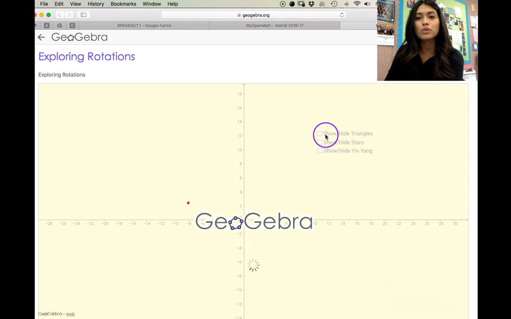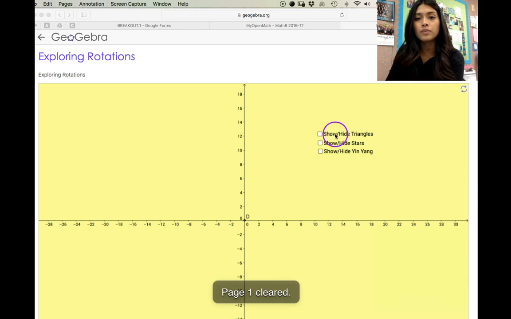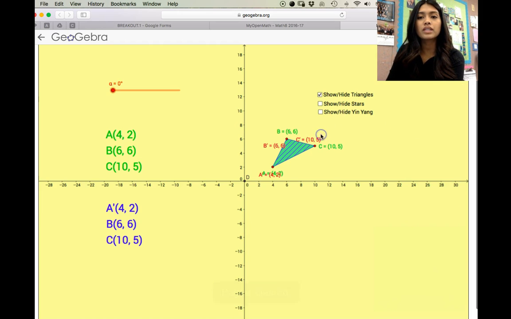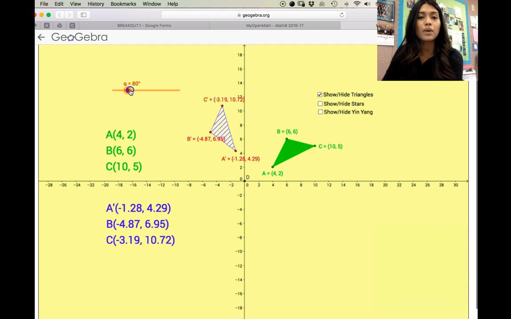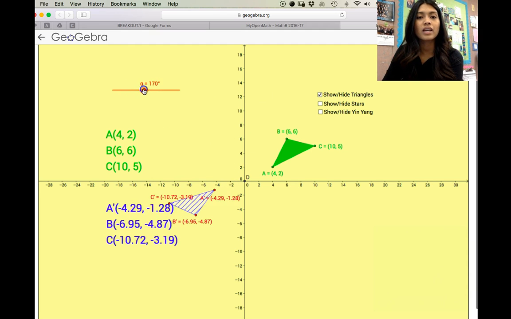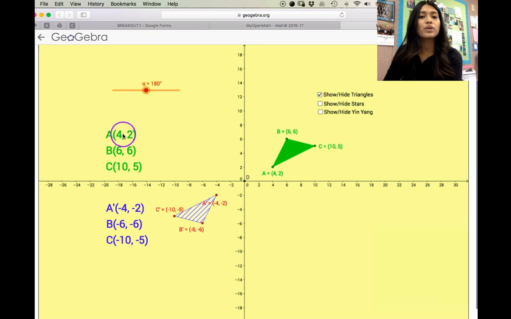One thing that I do want you to take a look at is the following. If I were to rotate a triangle 180 degrees, let's see what happens. Let's look at the ordered pairs. Notice again that we are taking the opposite of the x, the opposite of the y, the opposite of the x, the opposite of the y, again the opposite of the x and the opposite of the y. So you're going to notice this is what's always going to happen when we have a 180 degree rotation.